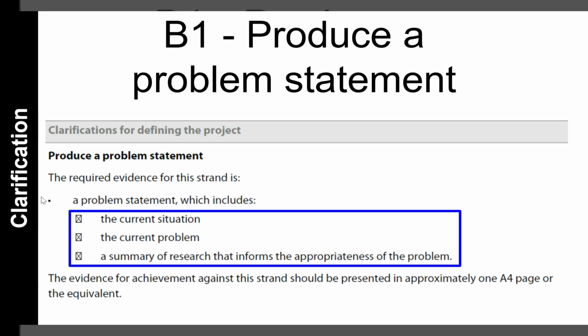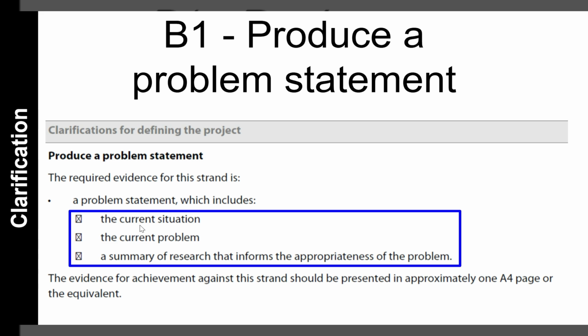So our clarifications. The required evidence for the strand is a problem statement, which includes the current situation, the current problem, and a summary of research that informs appropriateness of the problem. As you can see here, it suggests that you use approximately 1 page for this. I've highlighted this here because I'm going to refer back to this when I'm looking at some of the examples. I highly recommend that you use these as your subheadings on your page.